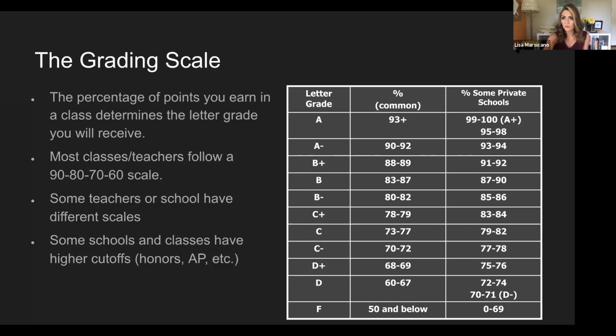Let's see if I can scoot my window here. Yes, so you can see there's 2 columns. The most common one, the one in the middle, is that 90 and above is an A, 80% up to an 89% is a B, 70 to a 79% is a C.